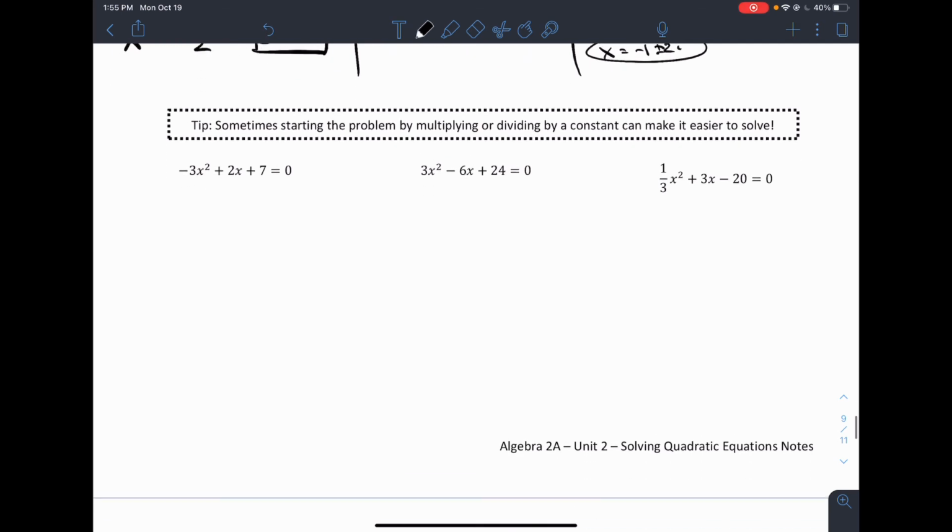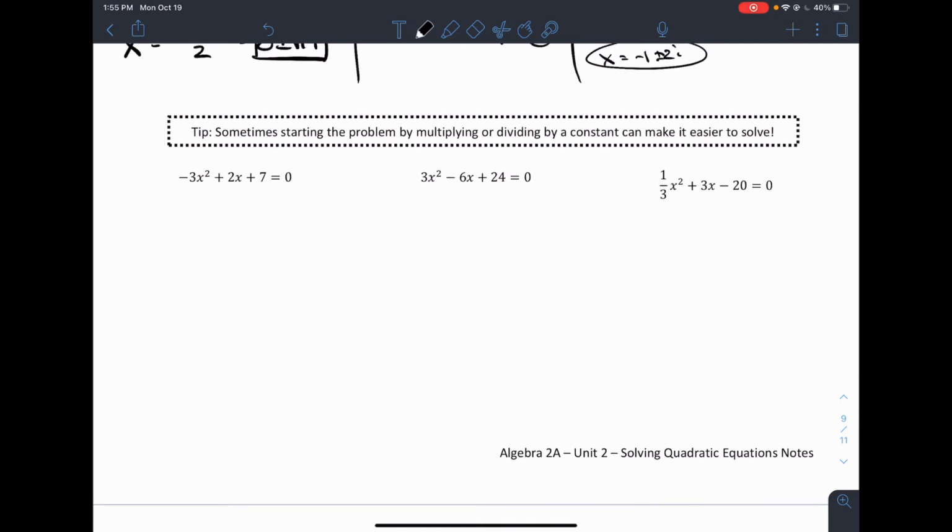We can have slightly more complicated examples. Sometimes it's helpful to multiply or divide by a constant. So for example, I've told you guys, I really don't like when my leading coefficient is negative. It throws me off, and I think it sometimes causes more problems than it's worth. It causes floating negatives that just wreak havoc with you guys. So I recommend dividing that negative 1 out first, and then saying that it's 3x squared minus 2x minus 7 equals 0, and then just solving that equation. It's an equivalent equation. It does not matter.